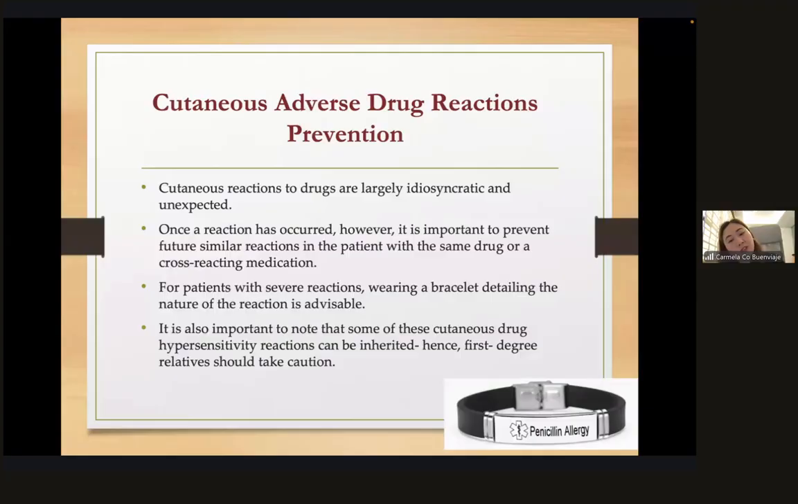It is also important to note that some of these cutaneous drug hypersensitivity reactions can be inherited. Hence, the patient should inform his or her relatives, because first-degree relatives most especially should take caution in taking the suspected drug as well.